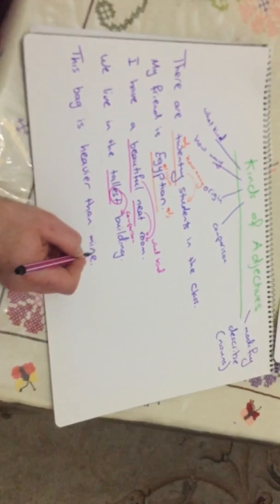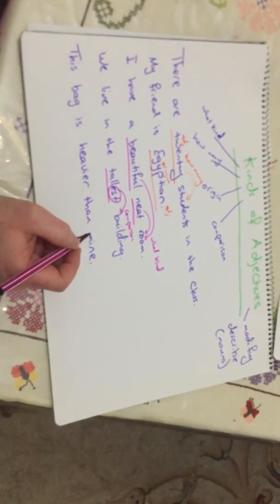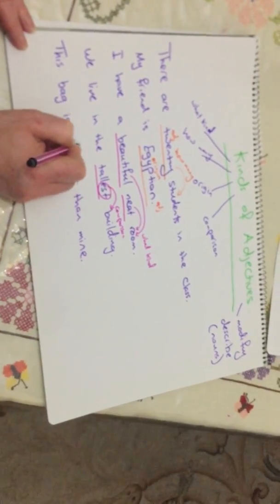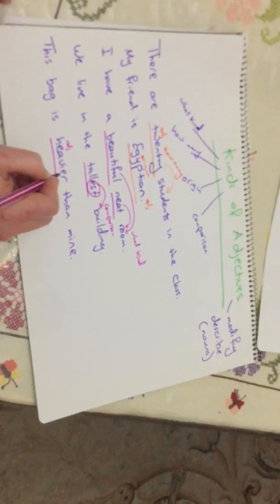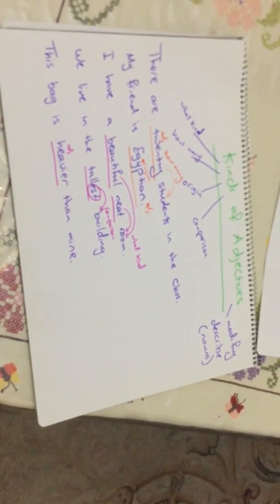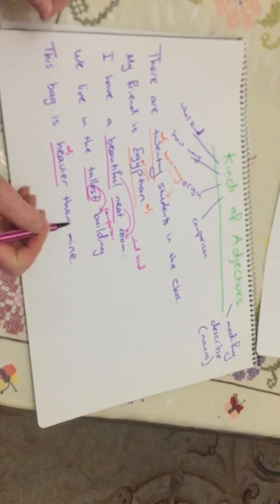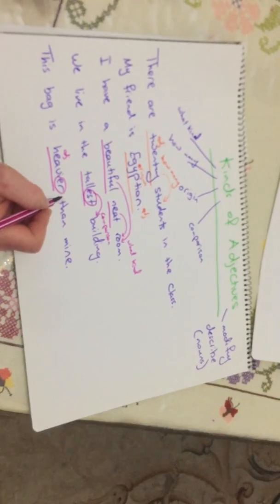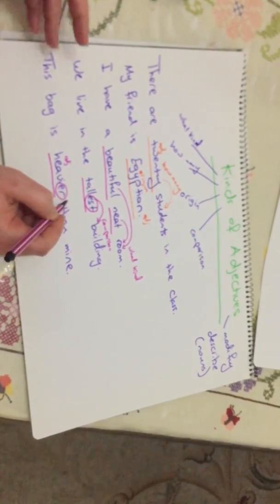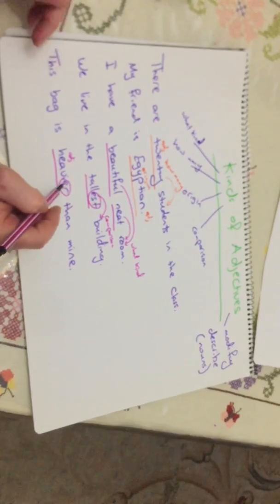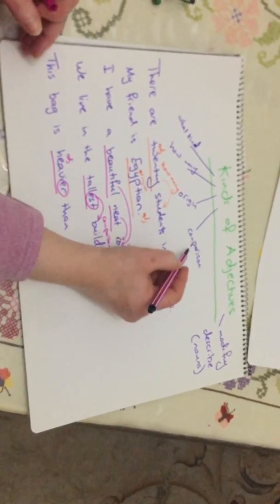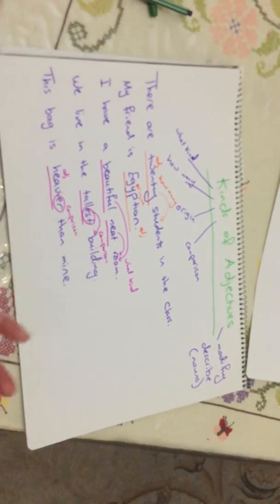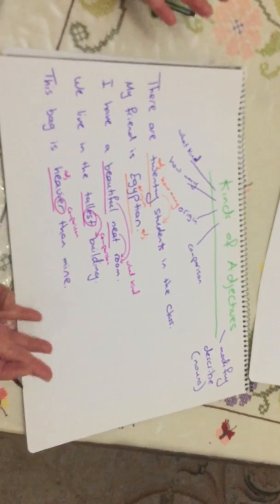This bag is heavier than mine. Here I'm comparing my bag with this bag, which is heavier than mine. Heavier is the adjective, okay, and we use it also to compare. And here we are comparing two things. That's why we added er to the adjective, and we call it a comparative adjective. So any adjective that ends with est or er is considered part of the comparison adjectives. Comparison, because it shows how we compare two nouns or more.